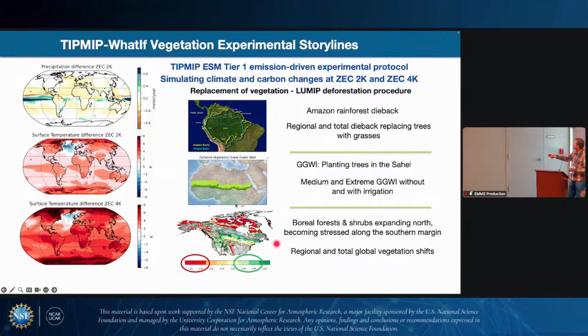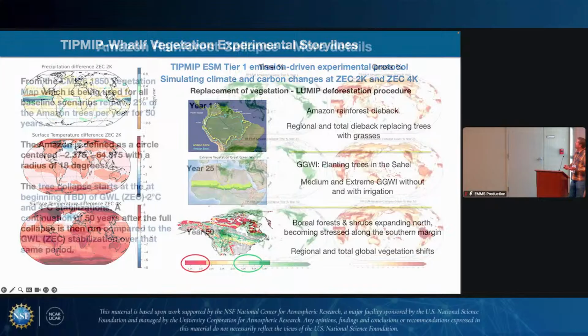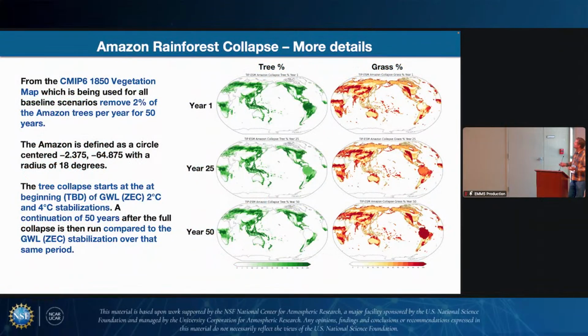And the third one is looking at boreal forest shifts. So basically this northward shift of boreal forests as we warm. I'll take you through quickly the Amazon rainforest collapse. So what we did is we were following the land use modeling and comparison global deforestation scenario. But instead of deforesting globally, what we're doing is just focusing on the Amazon. And we're doing a 2% reduction in tree cover for 50 years over this.